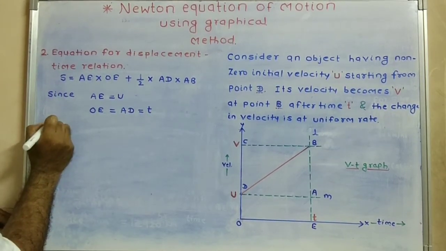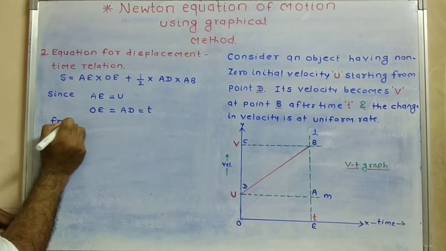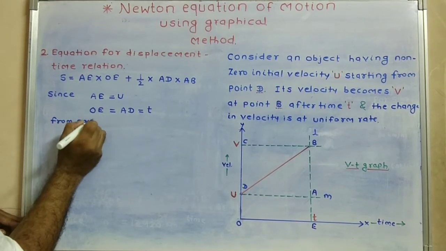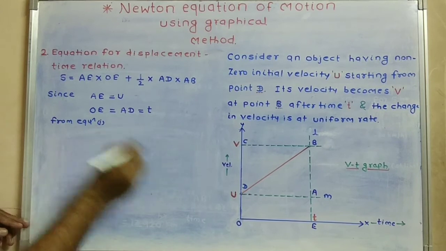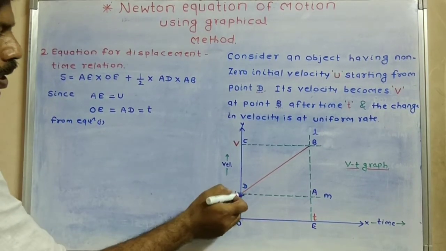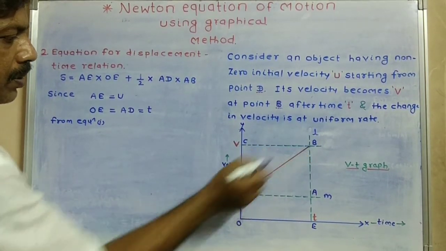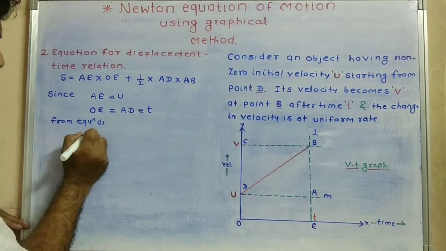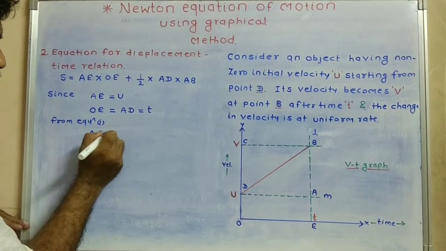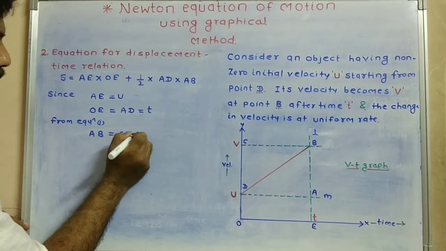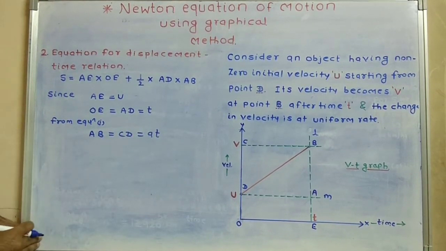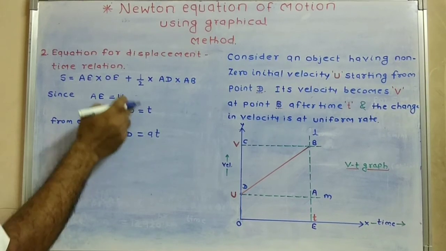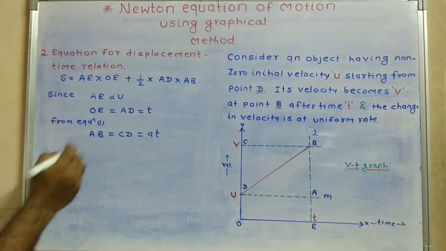And from equation 1, we have, what is the value of AB? Where is your AB? AB is equal to CD. What is the value of CD? The value of CD is equal to 80. Now put all these values in this equation.